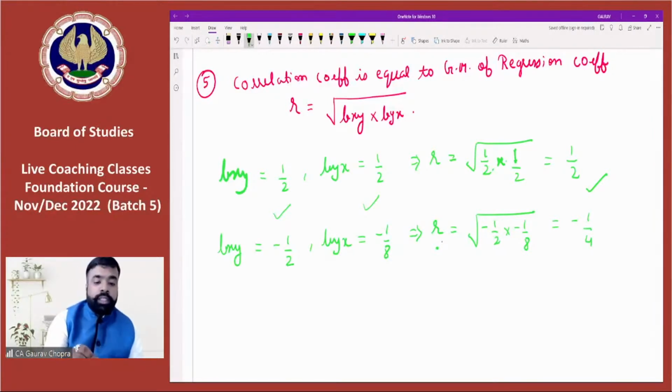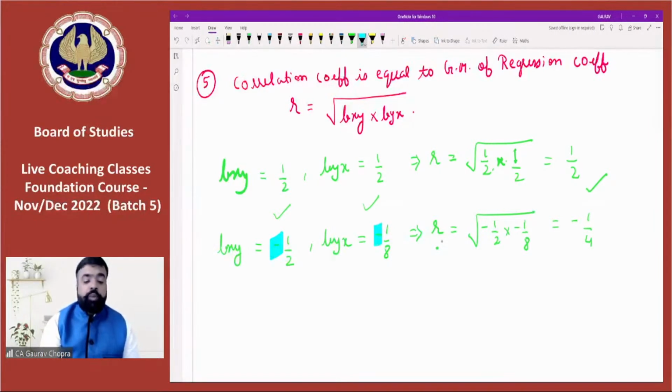Now here you have to understand very carefully. Since bxy was minus half and byx was minus 1 by 8, r will also be negative because all three must have the same sign. They must have the same sign. Therefore, r will be equal to minus 1 by 4.